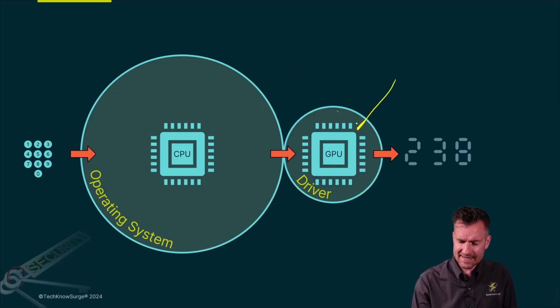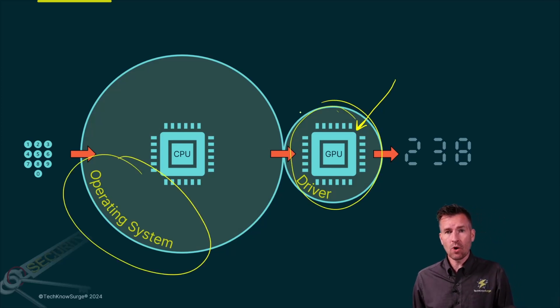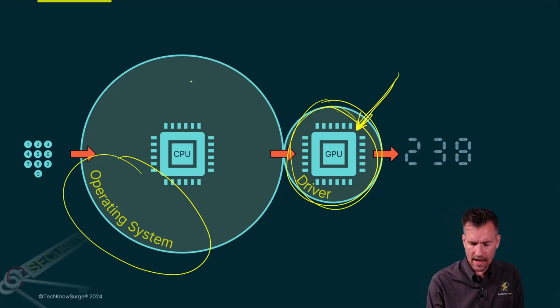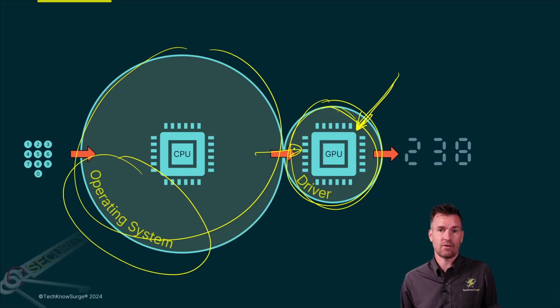The driver is a separate set of instructions that tell the operating system how to interact with one of the components. So in this example right here, we have a graphics card, and the driver for the graphics card gives the instructions to the operating system so the operating system knows how to interact with that graphics card.